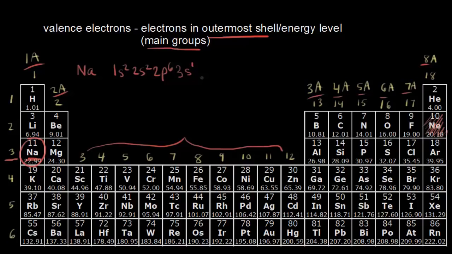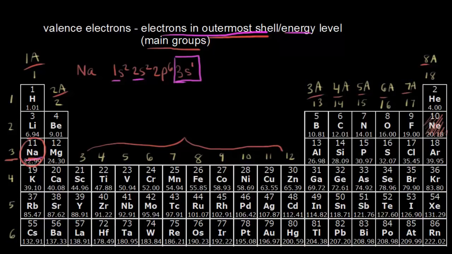When I want to figure out how many valence electrons sodium has, the number of valence electrons is equal to the number of electrons in the outermost shell, the outermost energy level. Sodium has the first energy level, second energy level, and the third energy level. The outermost energy level would of course be the third energy level. If I see how many electrons sodium has in its outermost energy level, it's only 1 this time. So that means that sodium has 1 valence electron.